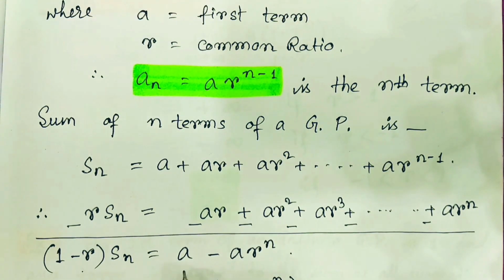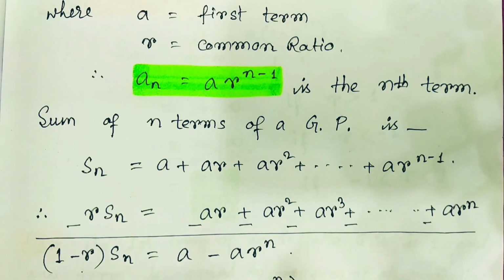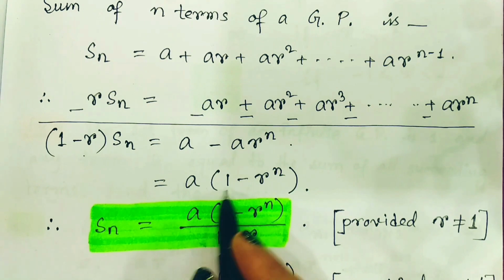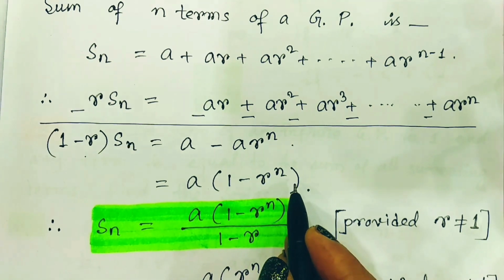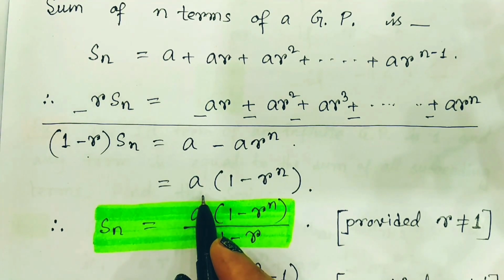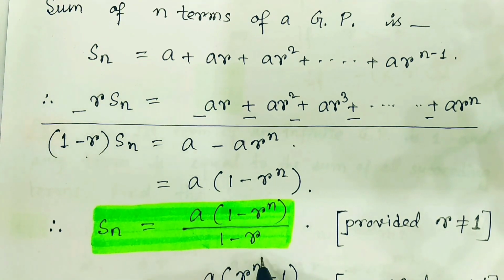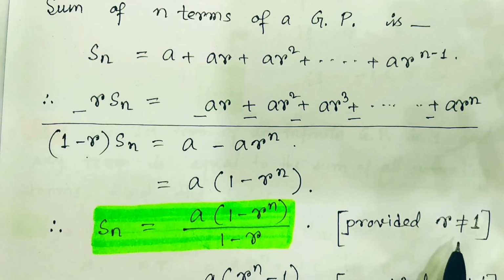So it will be a minus ar to the power n. Now if we take a common from here, then we will find out a into 1 minus r to the power n. So Sn is equal to a times (1 minus r to the power n) whole divided by 1 minus r, provided r should not be equal to 1.